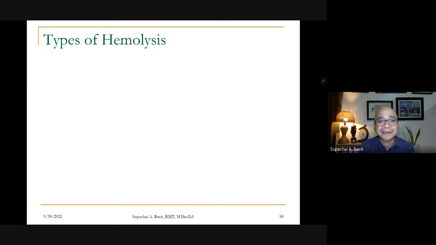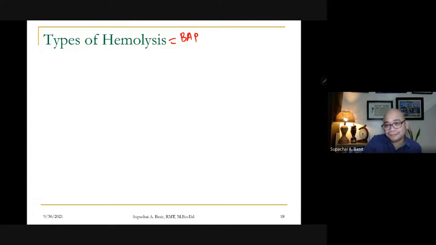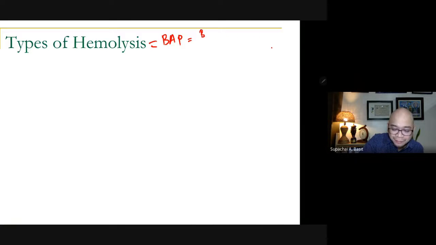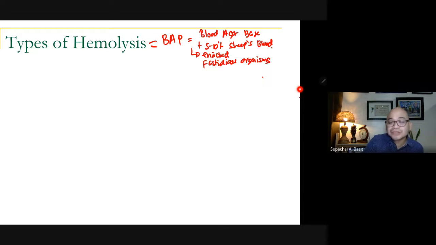A while ago, I was talking about hemolysin, and I was telling you that there are actually three types of hemolysis. Where can we observe hemolysis? Hemolysis can be observed in a blood agar plate. If you're not yet familiar with it, a blood agar plate is made up of blood agar base plus 5 to 10% sheep's blood. And it is considered a culture medium that is enriched and will support fastidious organisms such as Staphylococcus aureus. When we say fastidious organisms, it means that they require additional nutrients. Again, sheep's blood is the ideal blood to use.